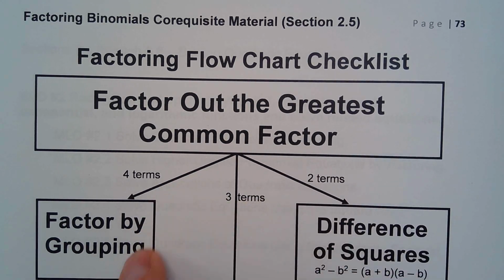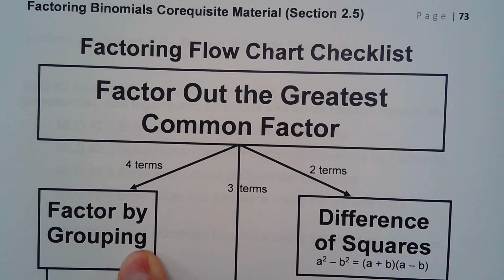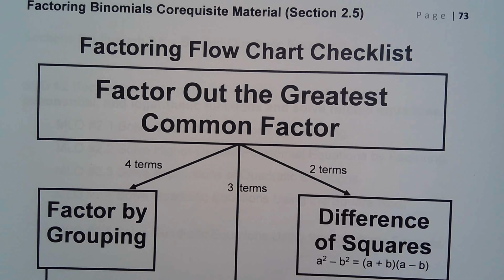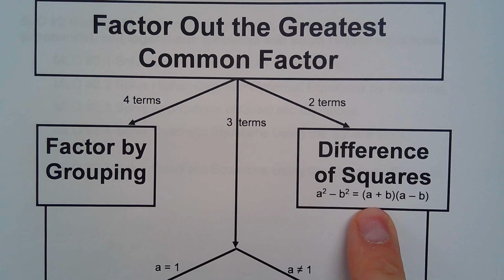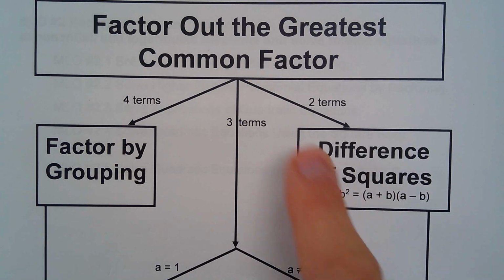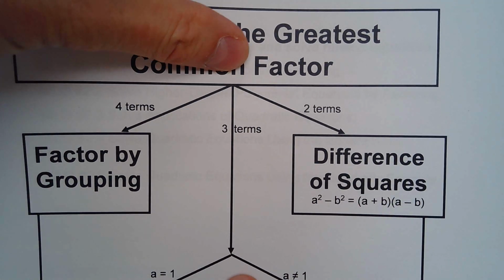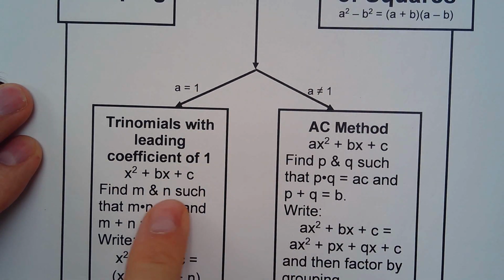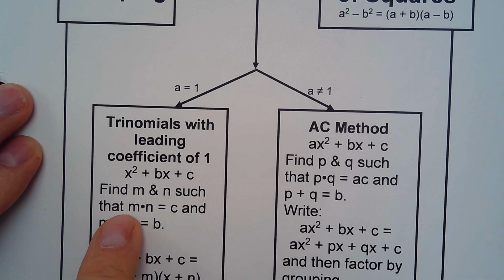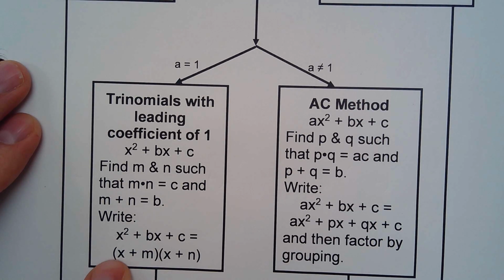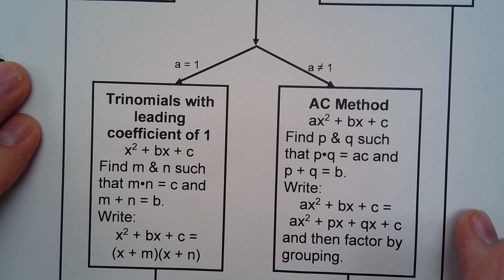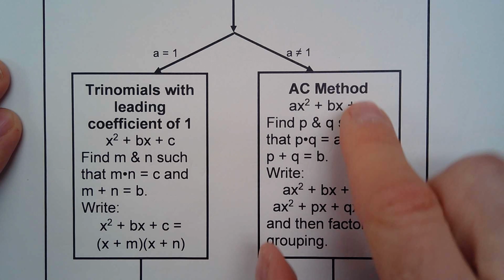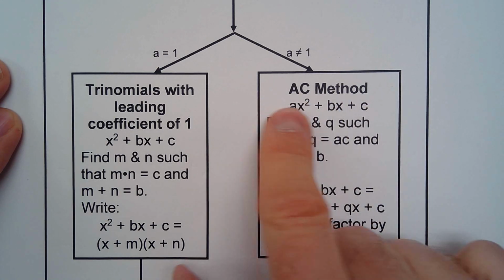If you have 4 terms, then you're going to do your factor by grouping. If you have 2 terms, we're going to factor using difference of squares. If you have 3 terms, then you have to split up into cases. If a is 1, then you're going to find m and n such that m times n equals c and m plus n equals b, and then rewrite it as x plus m times x plus n. If it's not equal to 1, then you're going to use the AC method.